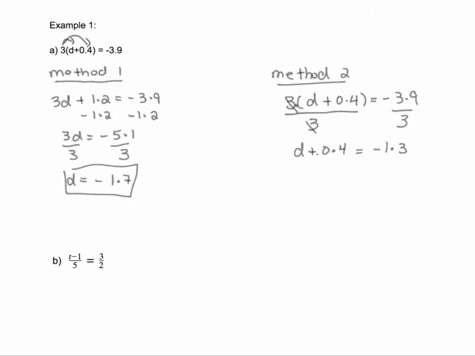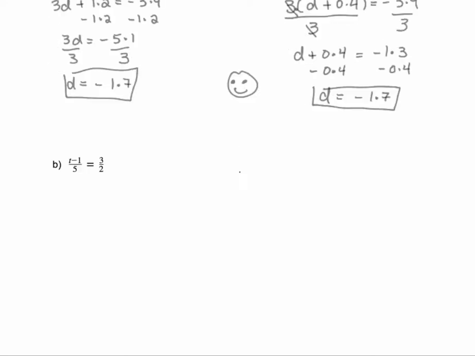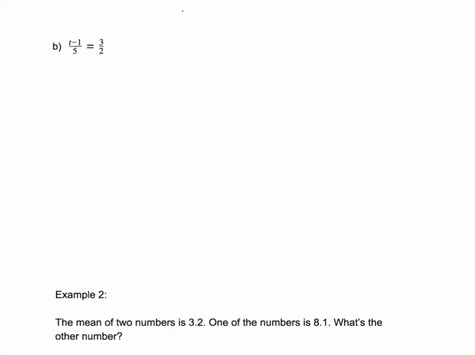So we drop the brackets so that we can see, okay, that means 0.4 can just be subtracted, and you're left with negative 1.7. So both answers are the same. We're very happy, and then we're going to move on. All right, example number 2.